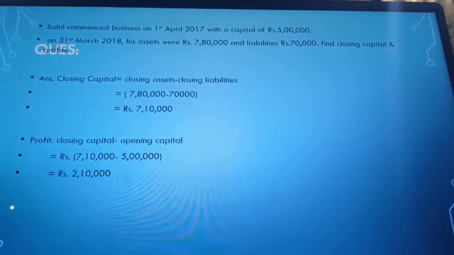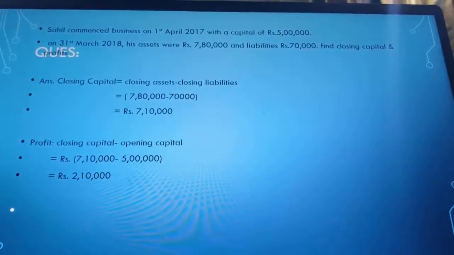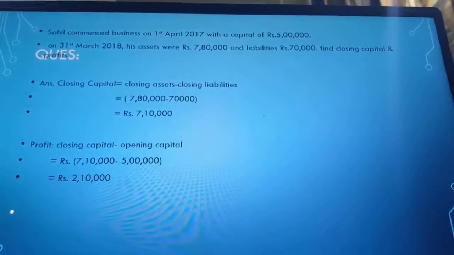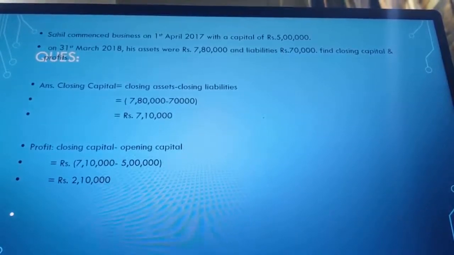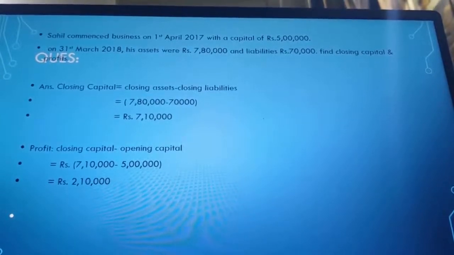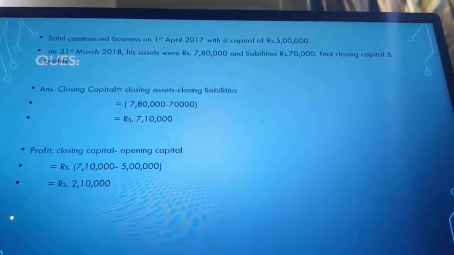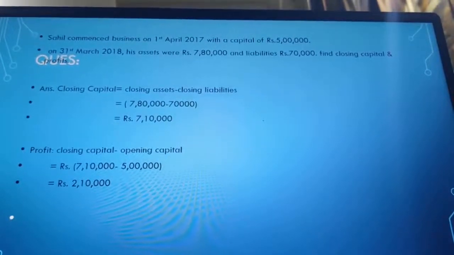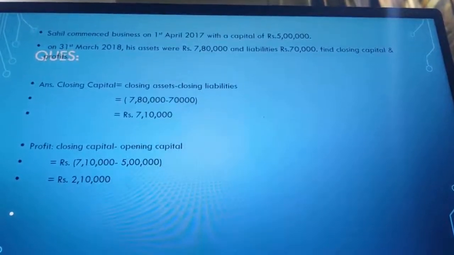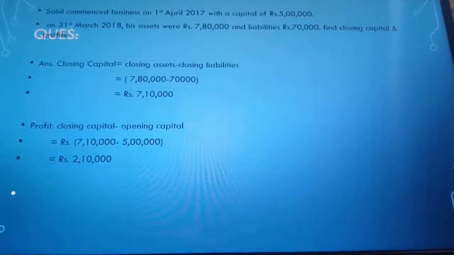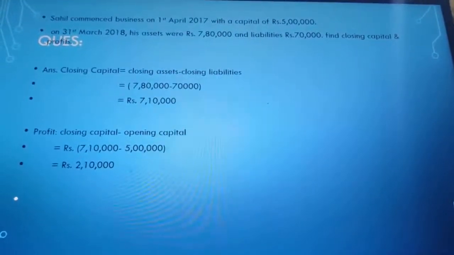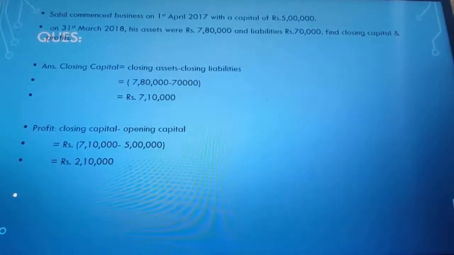Very easy. Closing capital is equal to closing assets minus closing liabilities. Since closing assets as on 31st March 2018 have been given as 7,80,000 and liabilities are also given on that date, we are able to calculate our closing capital. Now the question asks about profit. Profit is closing capital minus opening capital, because no additional capital and no drawings have been mentioned in this question. Thus we are presuming it to be 0. Profit is equal to closing capital minus opening capital, giving you your profit as rupees 2,10,000. I hope this question is clear to you all.